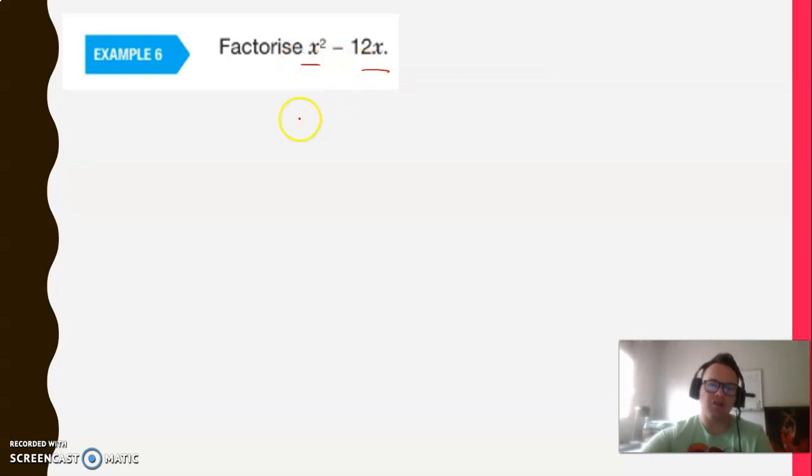So x squared minus 12x, we have to look at these two terms and find the highest common factor. That's what we are looking for. What's the highest common factor between x squared and 12x? Well, the highest common factor in this case is x, and that's what will end up outside the bracket. Because remember, factorizing is the opposite of expanding. So we want to rewrite this expression as a product, basically x times something. Well, what's this something? x times what gives me x squared? That's x. And then x times what gives us this 12x? That's just 12.